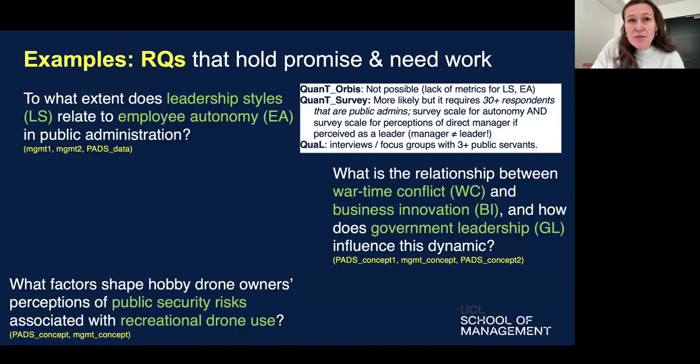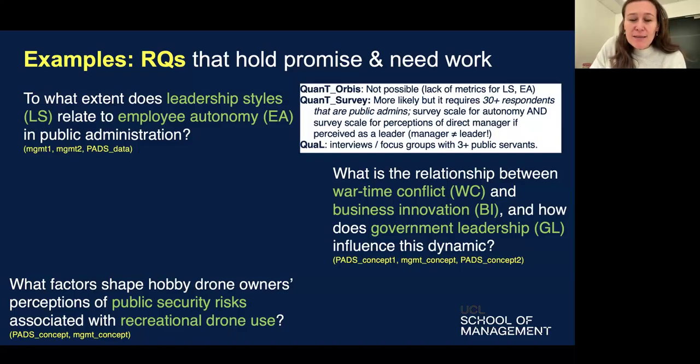In terms of qual, there are several options here. You can have interviews with public servants, but you need at least 3 professionals in this domain. You can have focus groups. Focus groups, of course, if you can get more than 3 professionals, because you'll need at least 3 participants in a focus group, and 2 focus groups for your data.